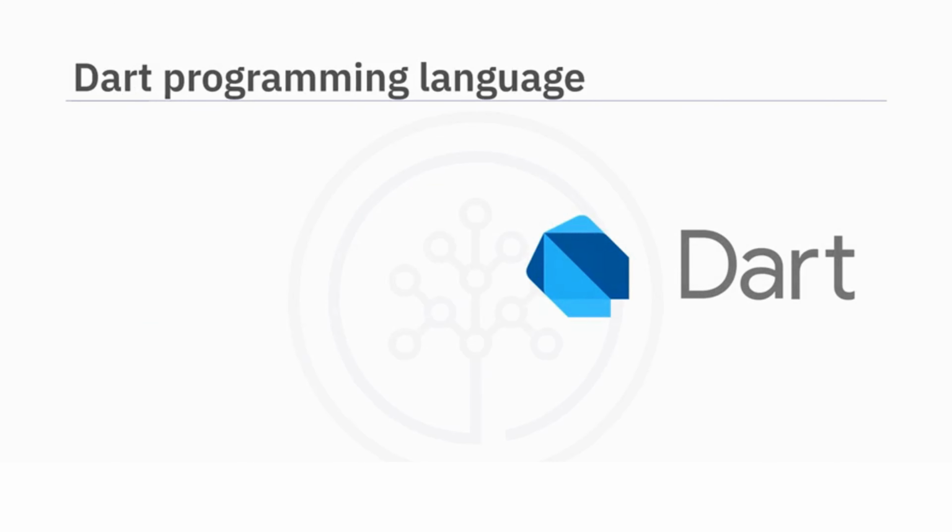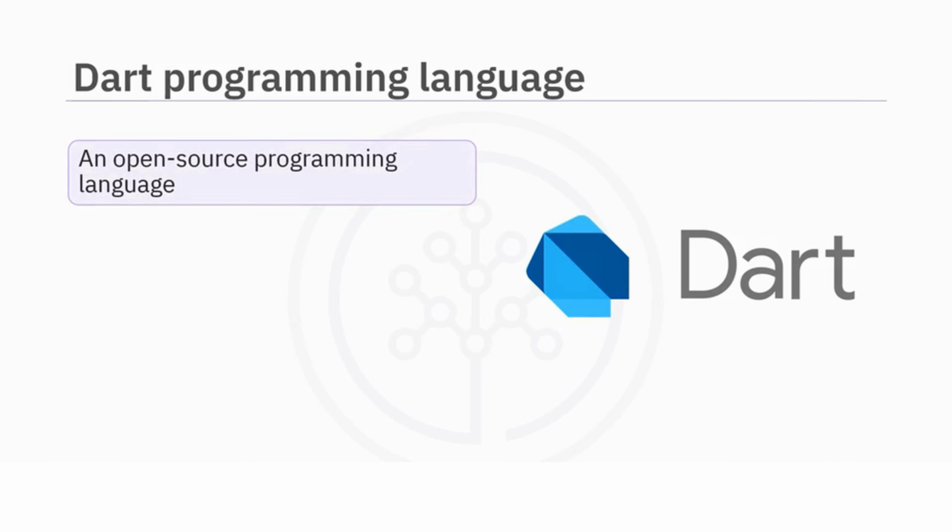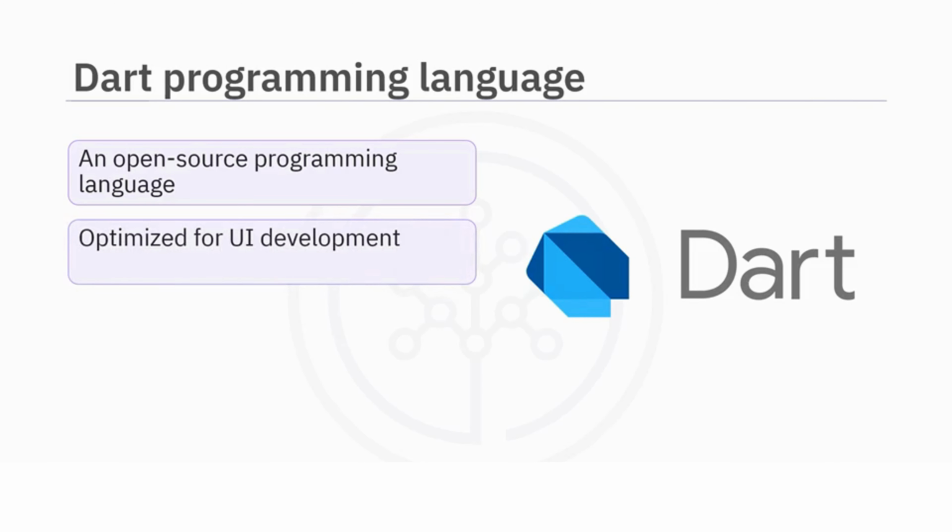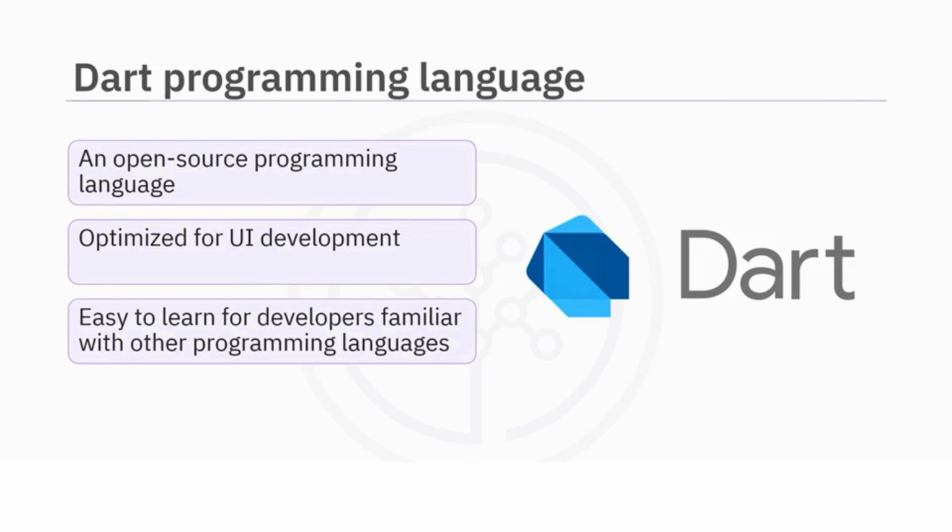Flutter applications are written in Dart, an open-source programming language. Dart is optimized for UI development, making it an ideal choice for building fast and responsive apps. Dart's syntax is easy to learn for developers familiar with other programming languages such as JavaScript or Java.